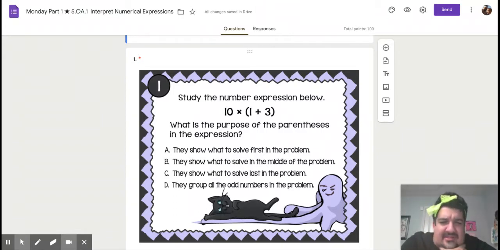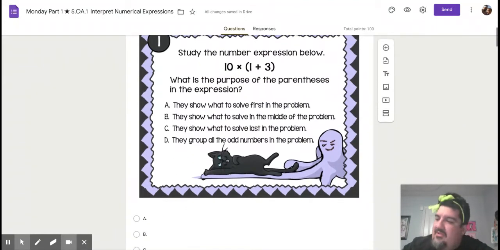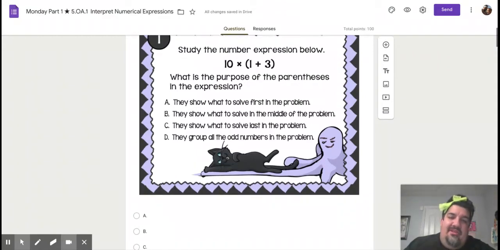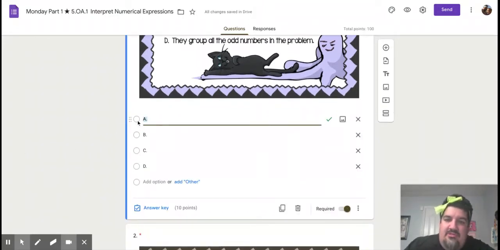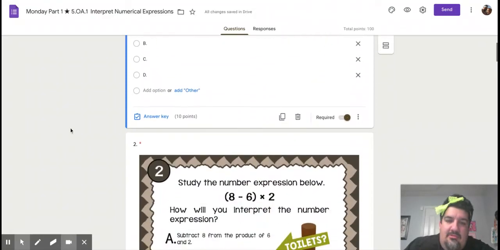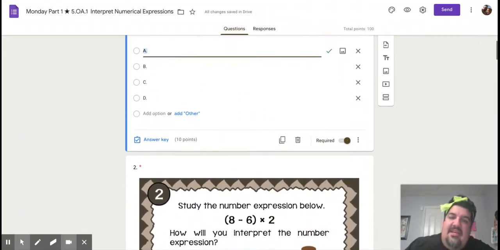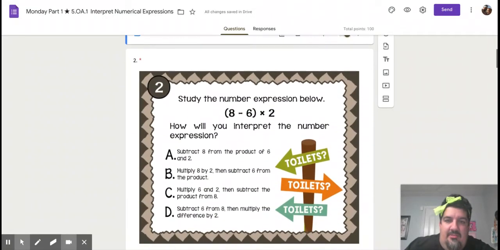But why would we? Did Ms. Dyer or Ms. Mauricio or Mr. Morrison teach us to put parentheses just around odd numbers? No, that doesn't make sense. So A or D, they show what to do first. Because remember, PEMDAS: parentheses, exponents, multiplication and division, and then addition and subtraction. So they show us what we need to do first. Easy, Mr. Morrison. Easy breezy. And I got a check mark. Yes. All right, number 2.